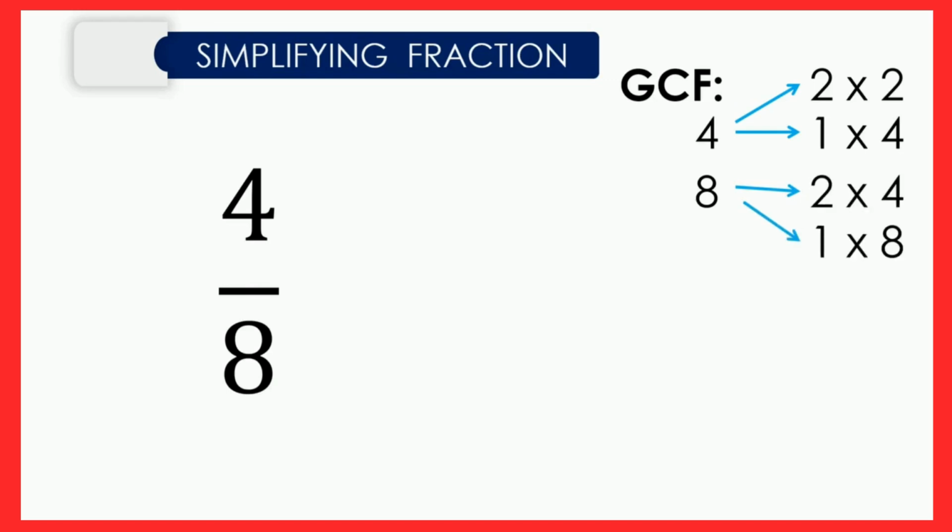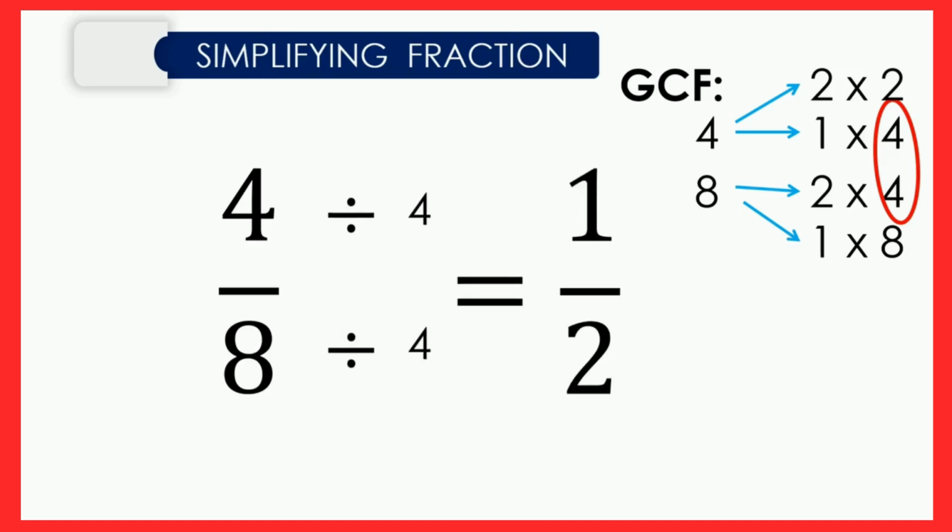Now to determine the GCF, we need to search for the biggest factor that is common to 4 and 8. That factor is 4. So to simplify the fraction 4 over 8, we need to divide each number by 4. Dividing each number by 4 will result in 1/2. And 1/2 is the simplified form of 4 over 8.